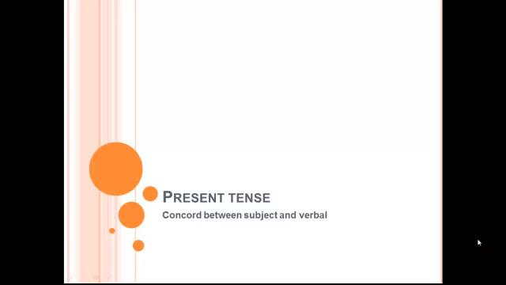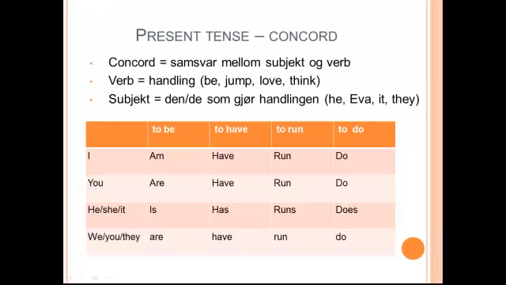The present tense, concord between subject and verbal. Present tense is a time or a form of verbs, and concord is something that we don't have to think about in Norwegian, but we do in English, and it has to do with the relationship between the verb and another word in the sentence that we call the subject.